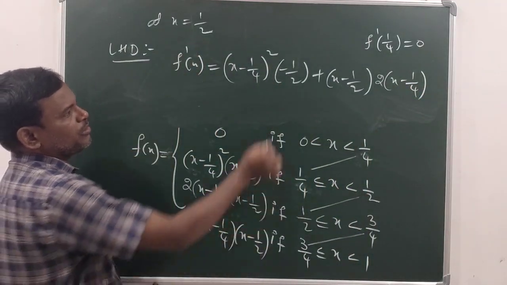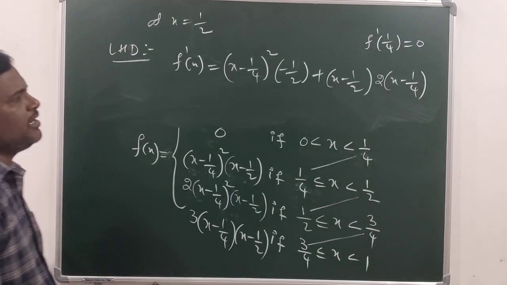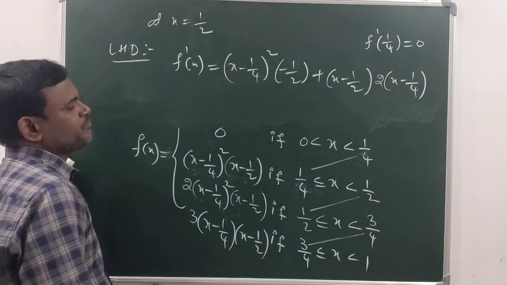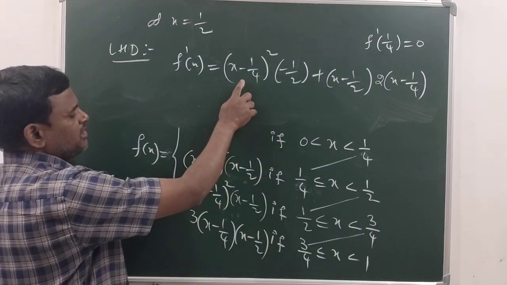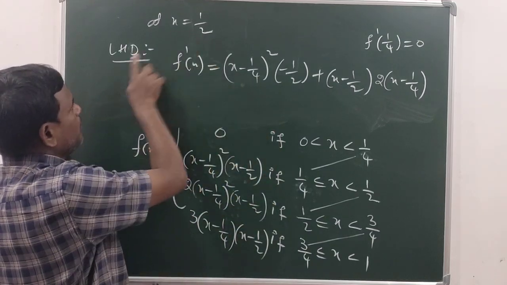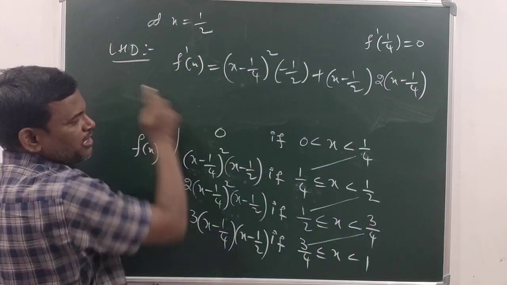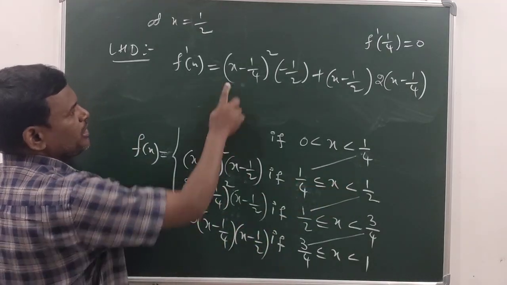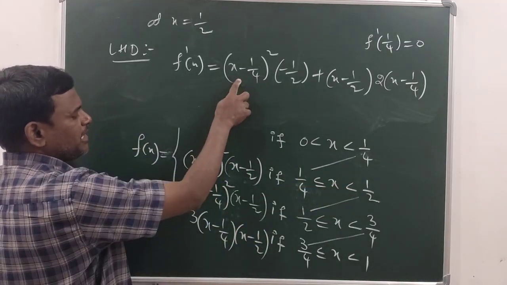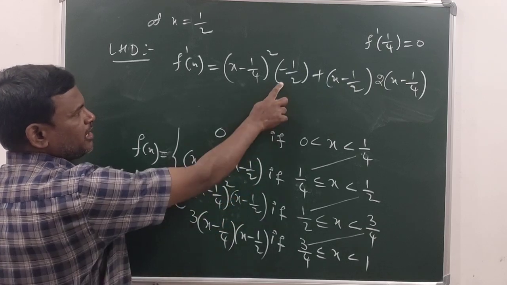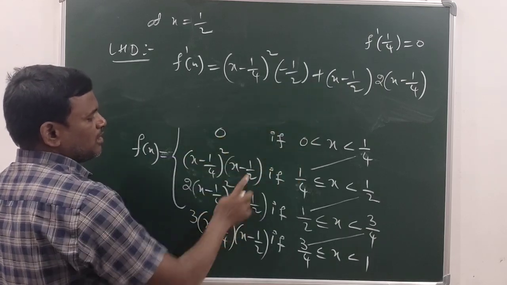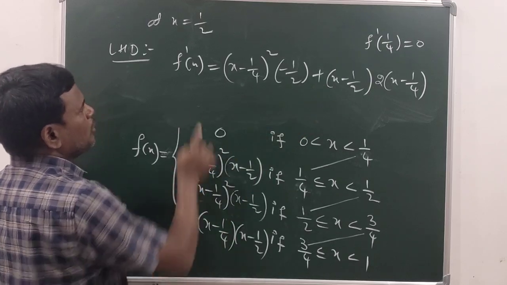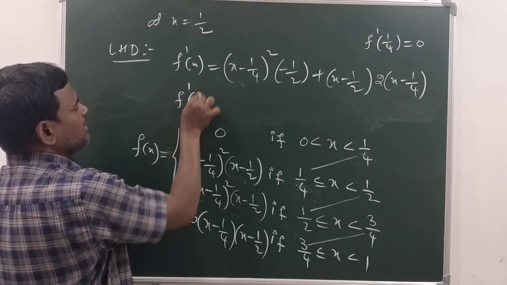If you put x equal to 1 by 2, what do you get? Students, at x equal to 1 by 2, I am finding LHD. LHD means smaller than 1 by 2, so I preferred this function. I followed the UV rule here. This I kept aside and I did the derivative of this. I got minus 1 by 2, plus (x minus 1 by 2) I kept aside, I did the derivative of this. Now put x equal to 1 by 2. F dash of 1 by 2.